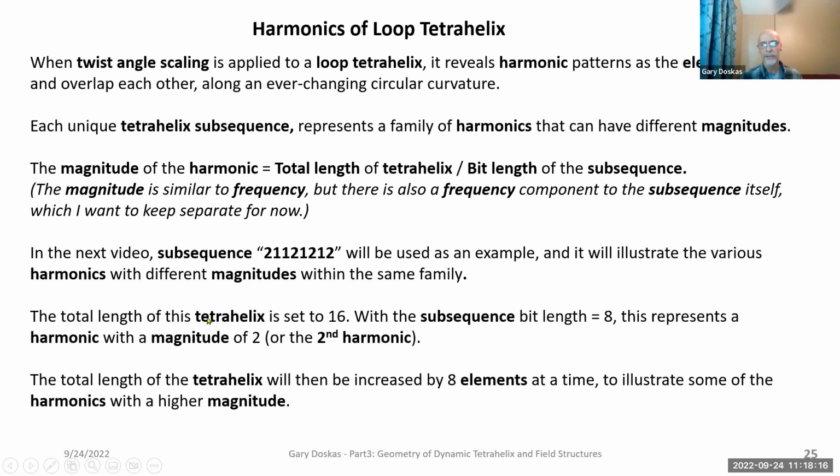The total length of this tetrahelix will be set to 16. The subsequence has a bit length of 8. And this represents a harmonic with a magnitude of 2, or the second harmonic. Then the total length of the tetrahelix will be increased 8 elements at a time to illustrate some of the higher level harmonics that exist for the subsequence.